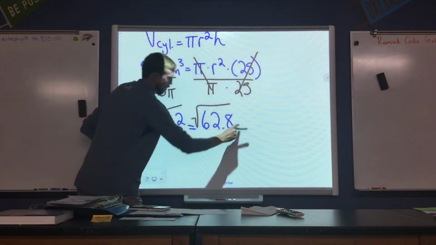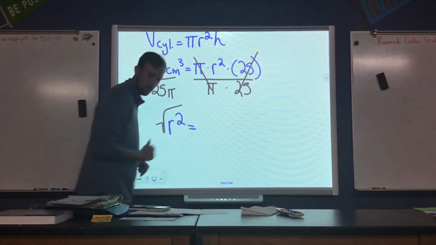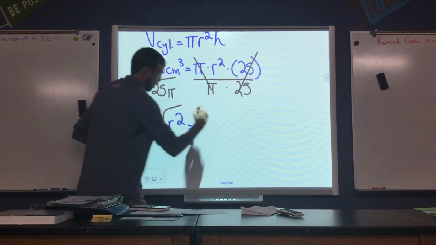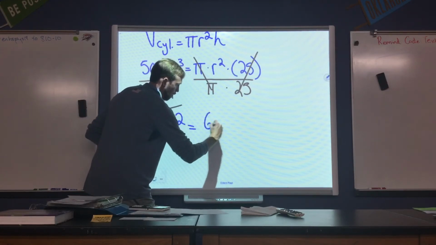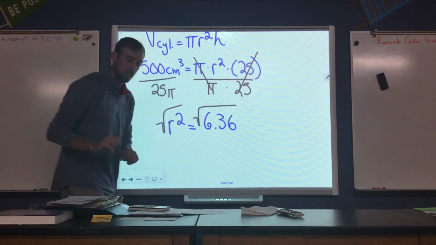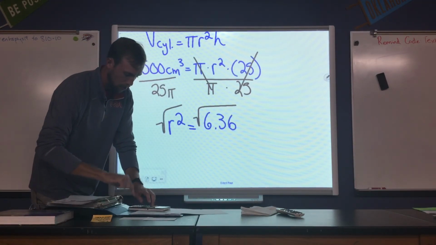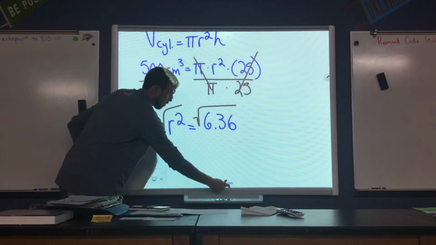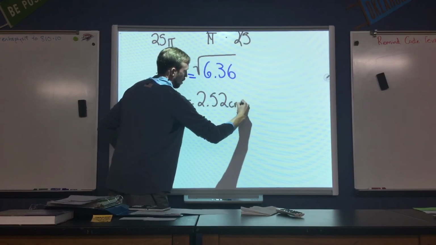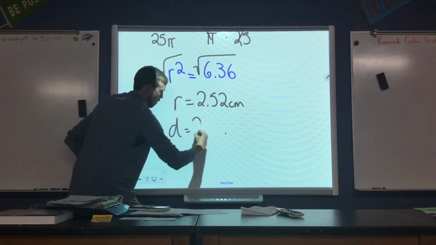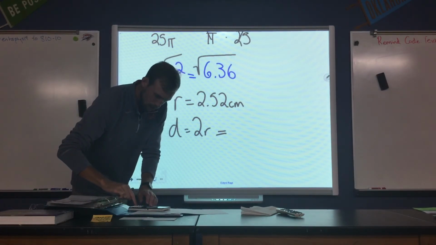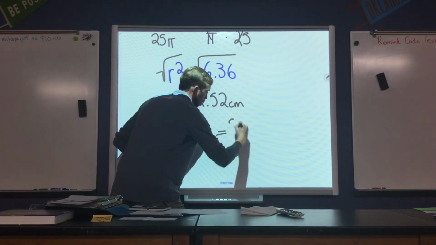Here's my issue. 500 over 25 pi is actually not 62.3. It's actually 6.36. There we go. That was my problem. So we'll take a square root because we have 6.36. That seems much more appropriate. There we go. So now we have a radius value of about 2.52 centimeters. And remember, diameter is 2 times our radius, which will give us a little over 5, about 5.04.